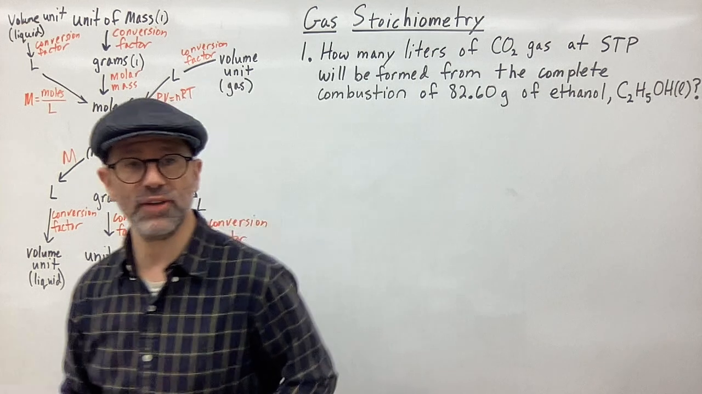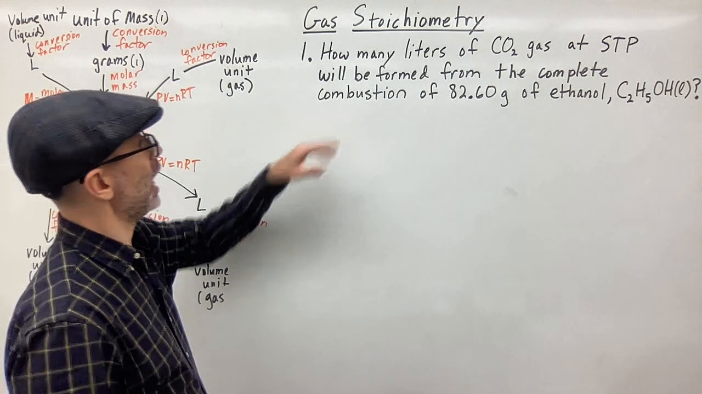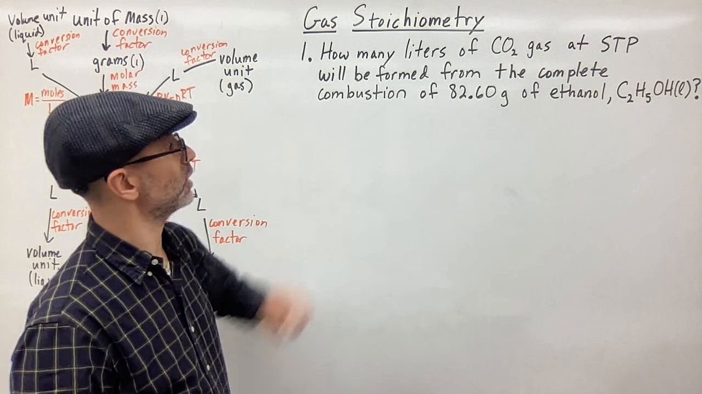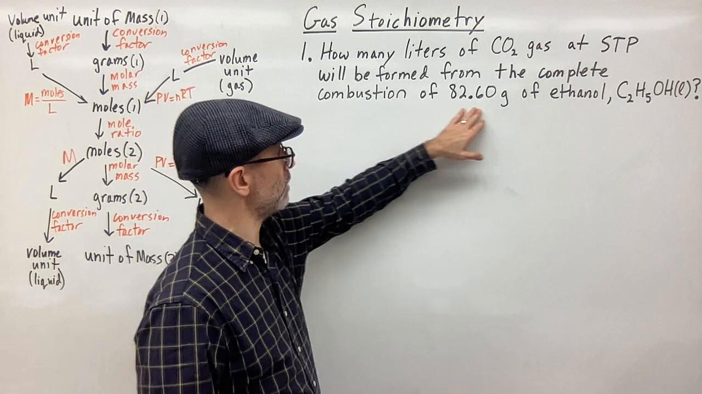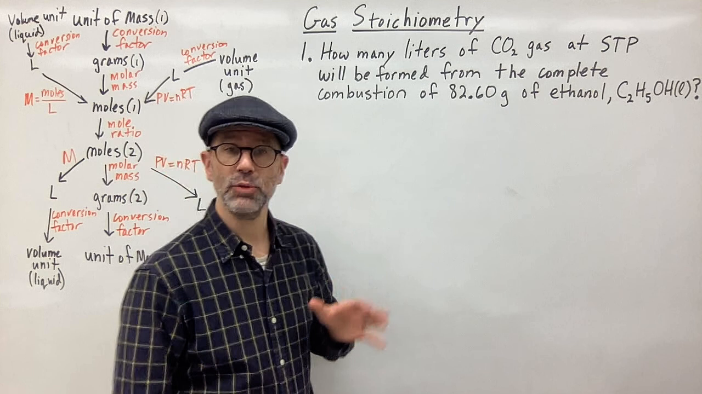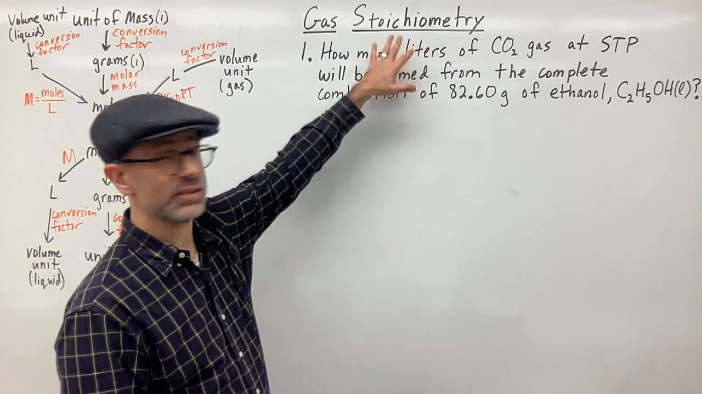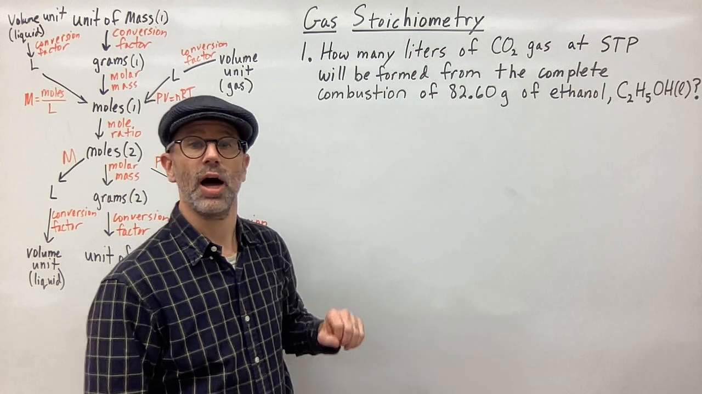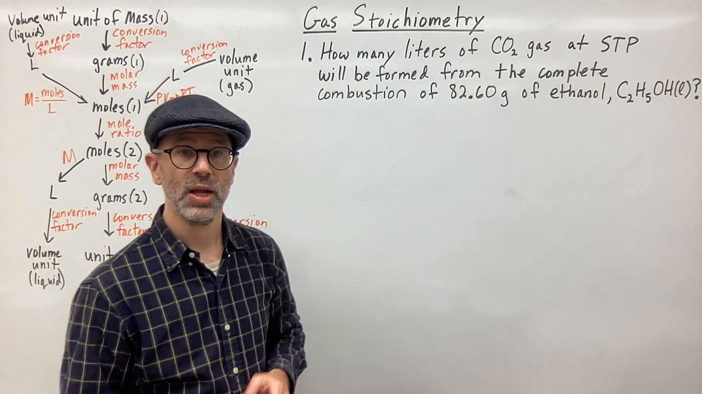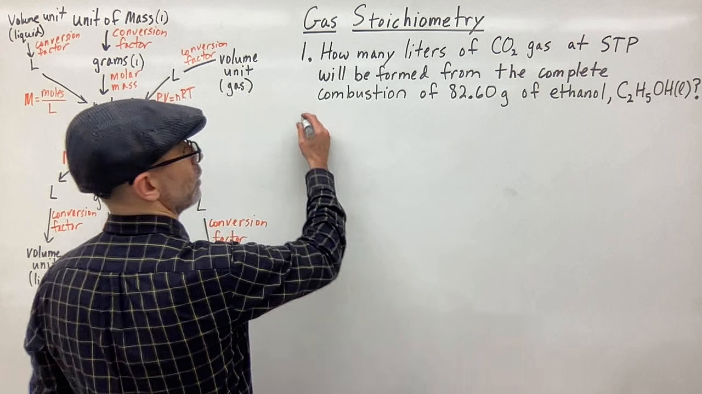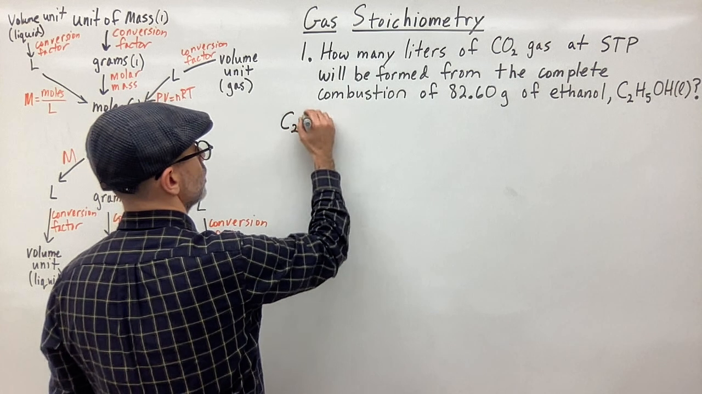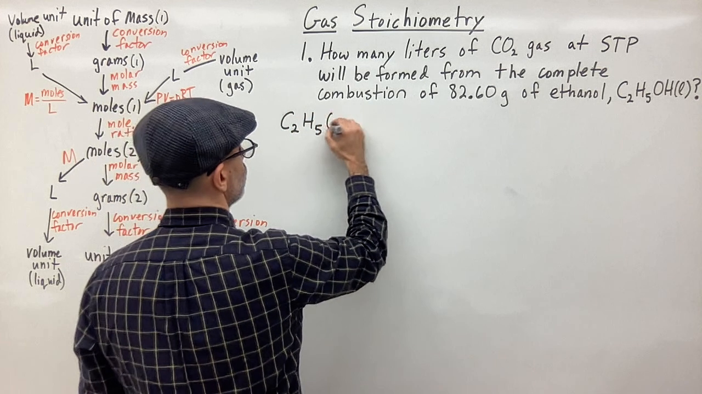Okay, so here's an example. We're given: how many liters of carbon dioxide gas at STP will be formed from the complete combustion of 82.60 grams of ethanol? First thing we need is a balanced equation. That's right. Stoichiometry refers to the use of a balanced equation in order to convert from one substance to another, right? So we need to write out our balanced equation. So we've got C2H5OH, this ethanol.